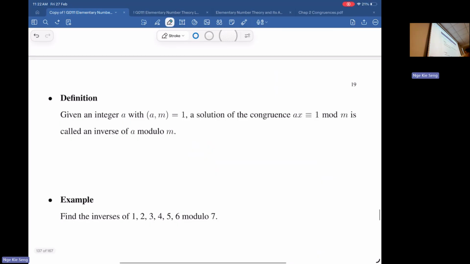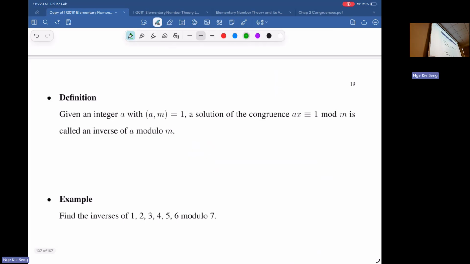So for example, in your usual number system, what's the inverse of 2? It is 1 over 2, because this is the number that you multiply to get 1. And so in this world, if you have an integer A whose GCD with your mod m is 1, that multiplies to A to give 1. This is called the inverse. And from here, you can see that this inverse is unique.